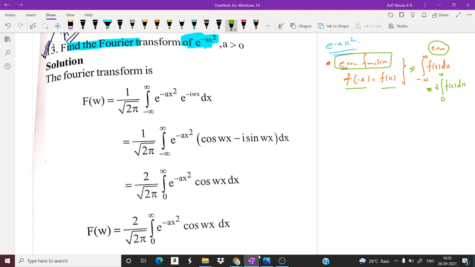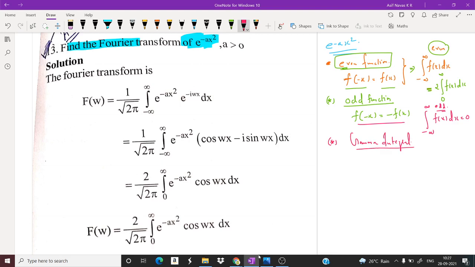Similarly, when it is an odd function, we know that f of minus x equal to minus f of x. Then we say that f of x is an odd function. And we know that integral minus infinity to infinity f of x dx equal to 0 when f of x is an odd function. And also let us recall what is the gamma integral. So here we are using the gamma integral. And I told you that this type of integral, integral 0 to infinity, e raised to minus x, x raised to n minus 1 dx, this value is gamma n.